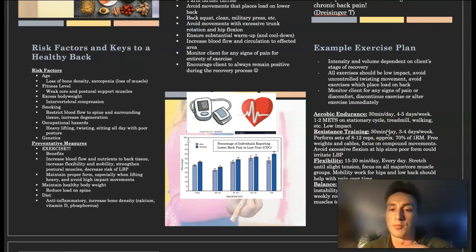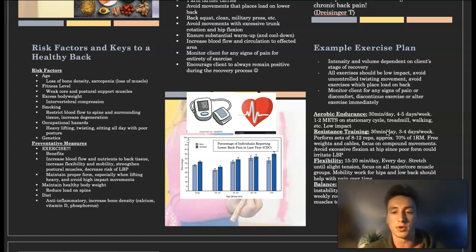So we can do some aerobic training. If you have a cycle, a treadmill, you can walk. Just low impact, 4 to 5 days a week, 30 minutes. Resistance training, free weights, dumbbells, cables. You can do body weight, calisthenic stuff.